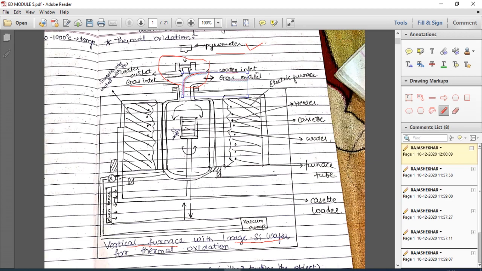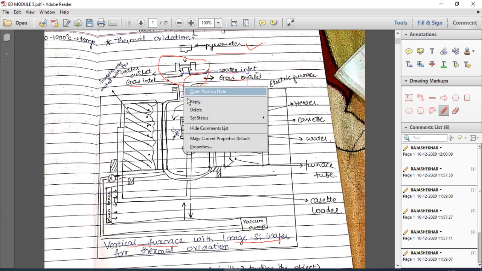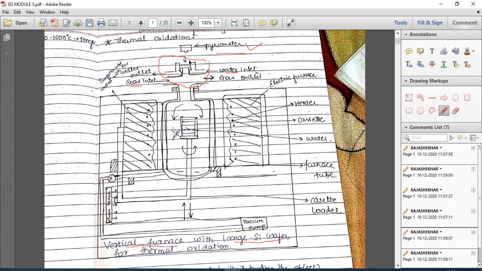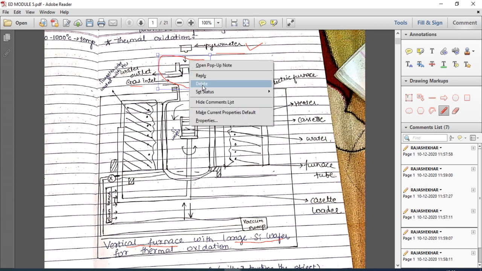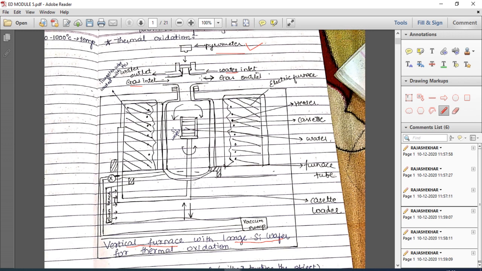So here you can use this for the water outlet also, like this. So now this is for the gas and water inlet and outlet. Remember, this is the purpose of gas and water. Next, we'll move on to the outside surface of this furnace.